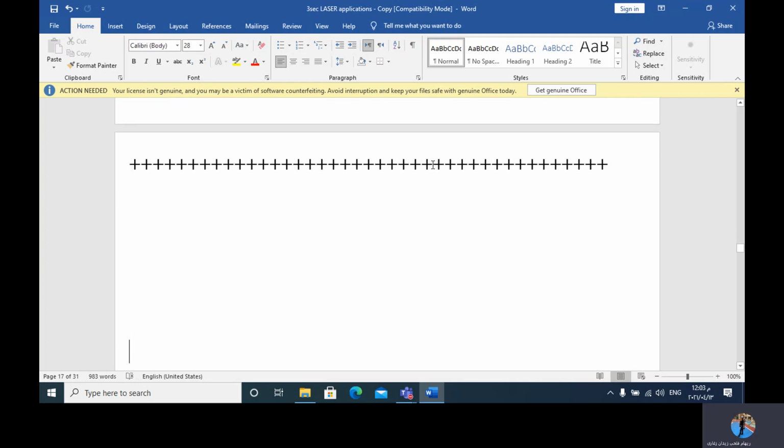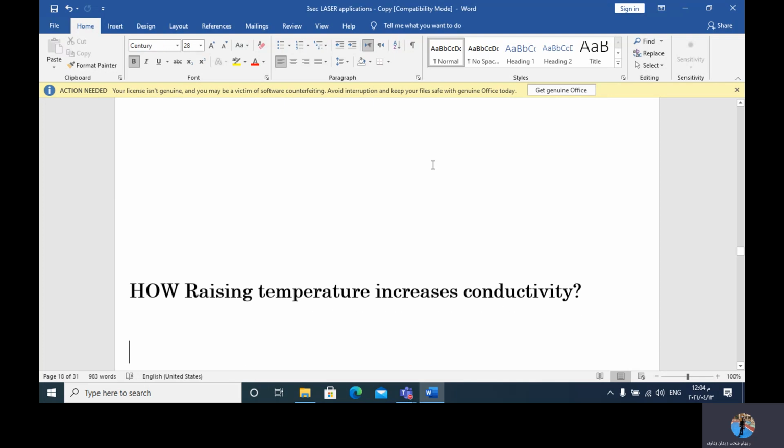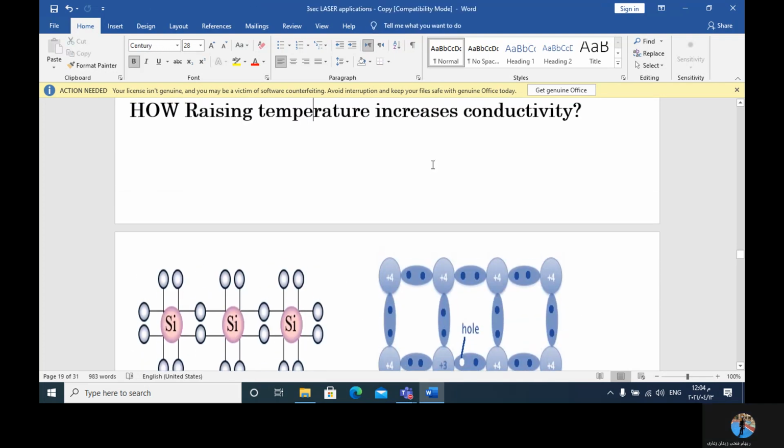Now, I'm not going to benefit from it if it is pure. To increase its conductivity, one way to increase the conductivity of semiconductors is by raising temperature. So how does raising temperature increase the conductivity of semiconductors?